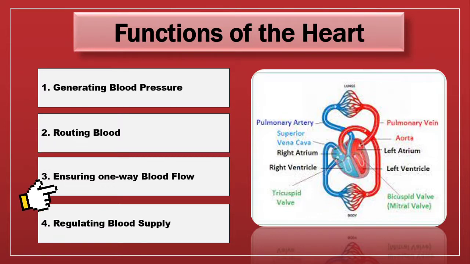Third, ensuring one-way blood flow. The valves of the heart ensure one-way flow of blood through the heart and the blood vessels. Lastly, regulating blood supply. The changes in the rate and force of the heart contraction match blood flow to the changing metabolic needs of the tissues during rest, exercise, and changes in body position.